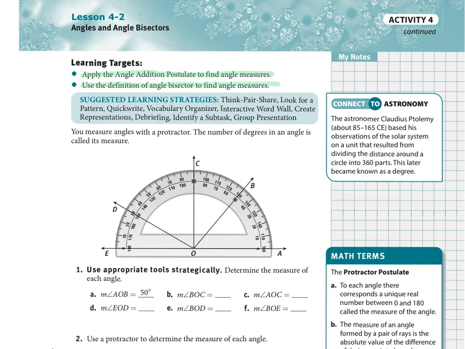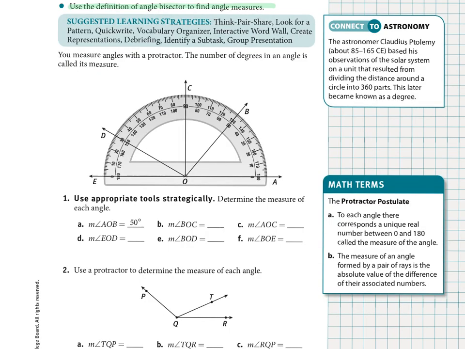In the past few years, you may have used a protractor before. This is a math tool that helps you measure different angles. The number of degrees in an angle is called its measure. Below, for question number 1, we're going to determine the measure of each angle using the protractor above. The first one is done for you.